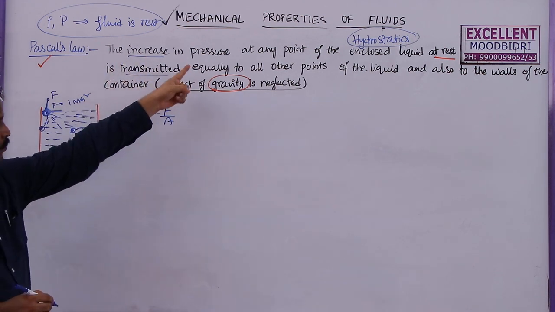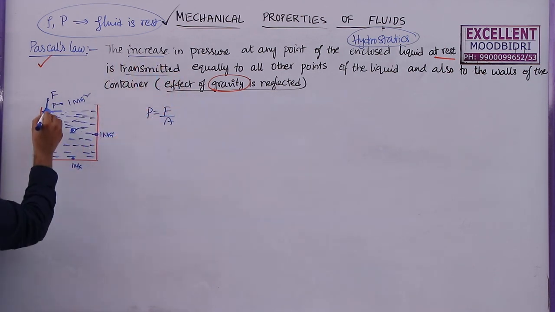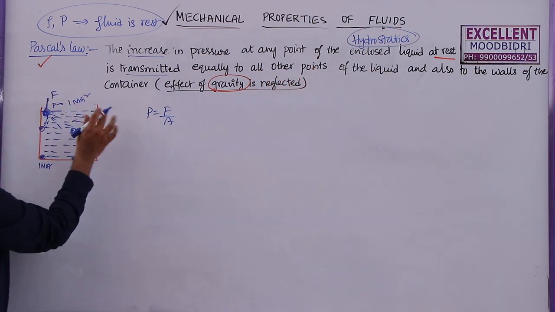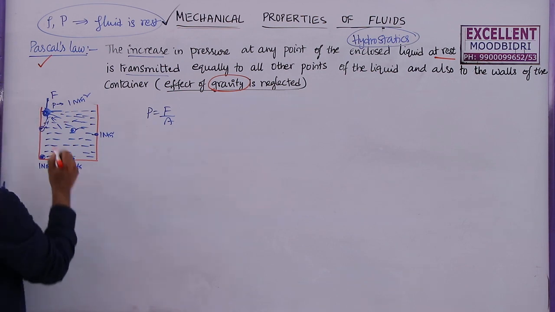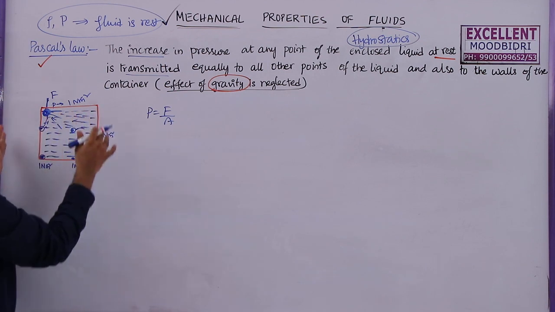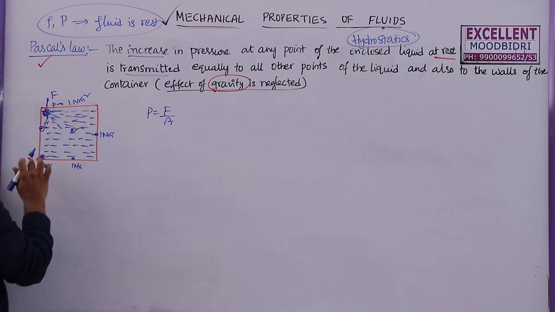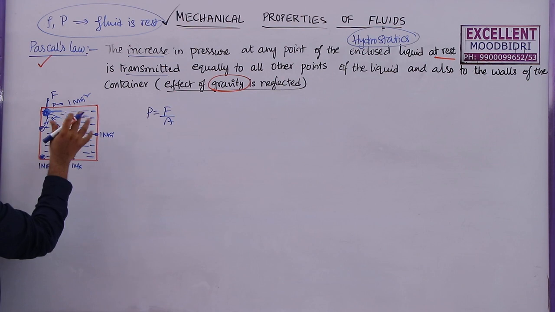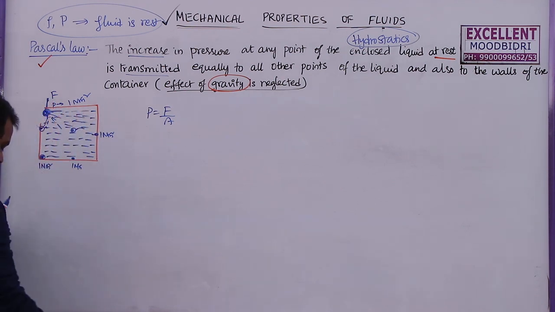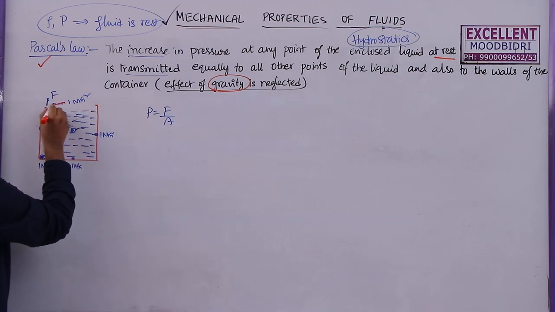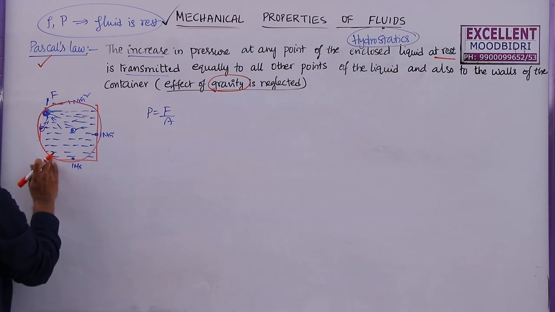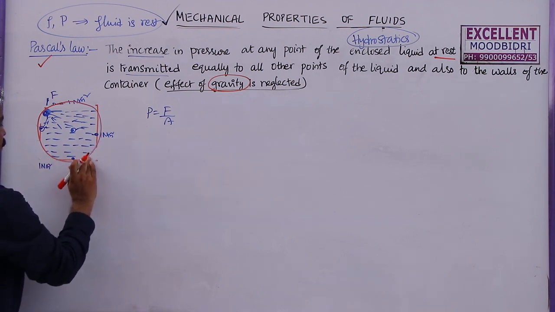The increase in pressure at any point of the enclosed liquid, remember it should be closed, it should not be open. If it is open, then we cannot use this. So if you take a rubber balloon and fill the balloon with water, let us say now I am going to take a balloon instead of a container. Like this is a balloon which is filled with some liquid.